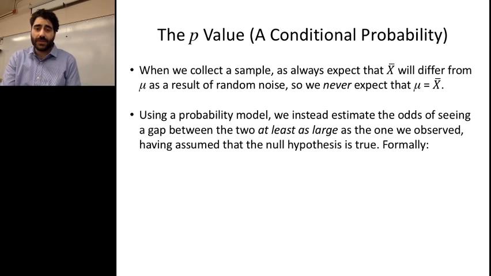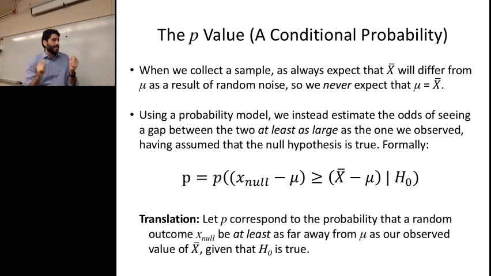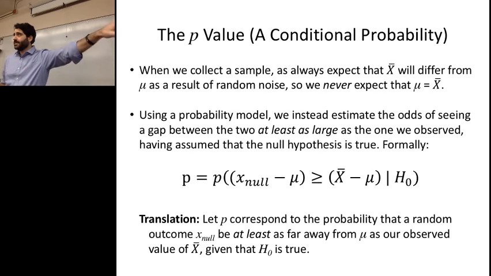And so the way to write this down in terms of conditional probability is like this, and this is the way to read it: the p-value is the probability that a random outcome from our null distribution is going to be at least as far away from the population mean as what we actually saw. And this is all conditioned on the null hypothesis being true. So we're going to assume the null hypothesis is true. That's what the little bar H0 means on the right-hand side here. We're just going to condition into that universe where the null hypothesis is true.